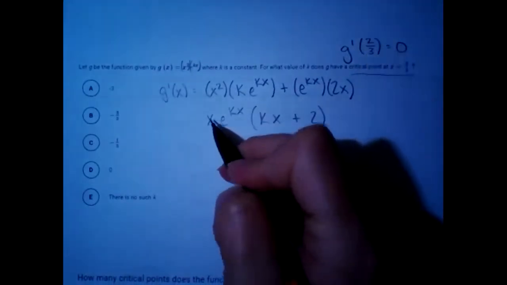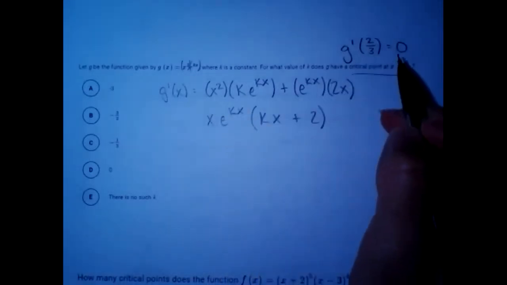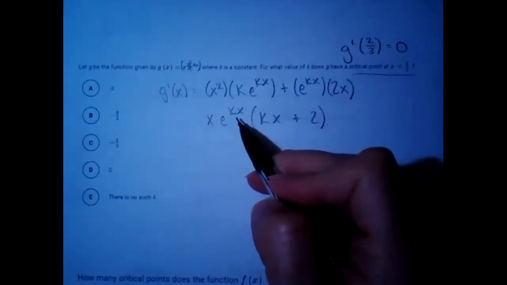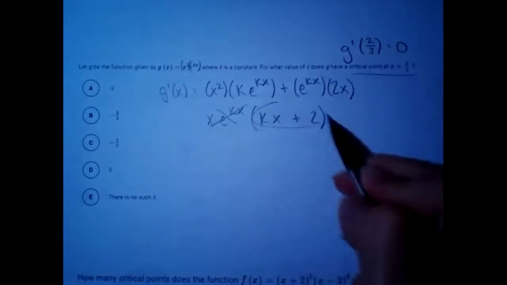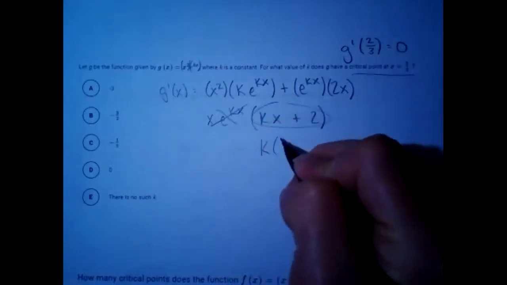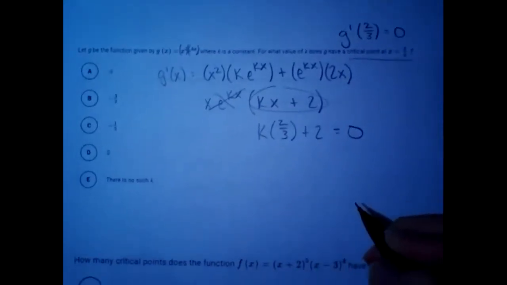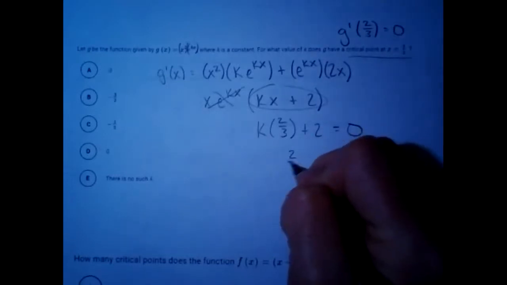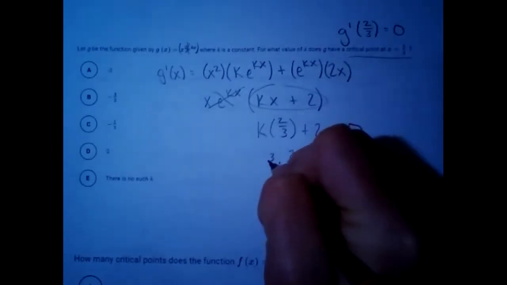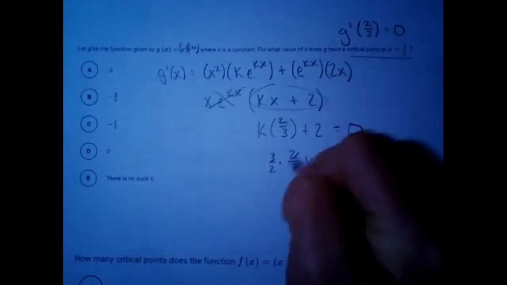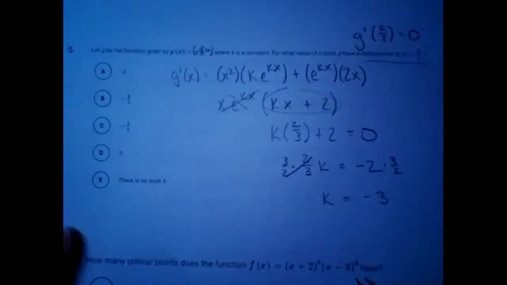to 0. Now this first factor, exponential, that's a swoop with an asymptote at 0. That is never going to equal 0. It's going to level off at 0, but it will never equal 0. So I'm not going to use that one. We're just going to use this one. I'm going to plug in 2/3 for x and set it equal to 0. So we will subtract 2. And then to get rid of the 2/3, we're going to multiply by 3/2. So we get k equals -3. So that one is A.